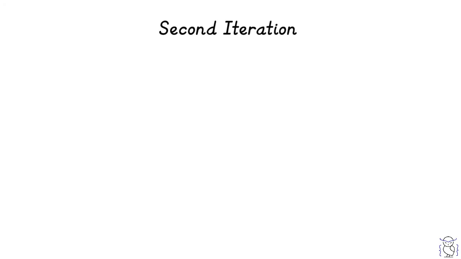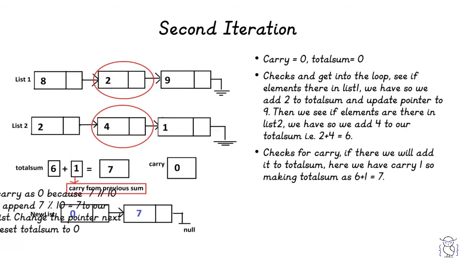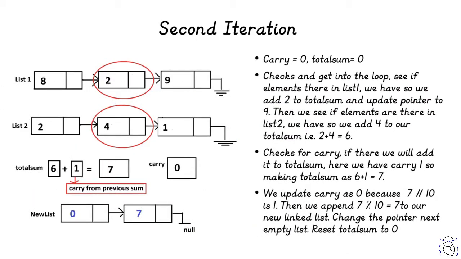In second iteration, our carry will be 1 and total sum as 0. We check the while loop condition and we get into the loop. Then we see if there are any elements in list 1. Since we have, we will add the number 2 which our list was pointing to our total sum and update the pointer. We then check if list 2 is empty or not. Since it is not, we will add the number 4 to our total sum, making it as 2 plus 4 is equal to 6 and update the list pointer to the next number.